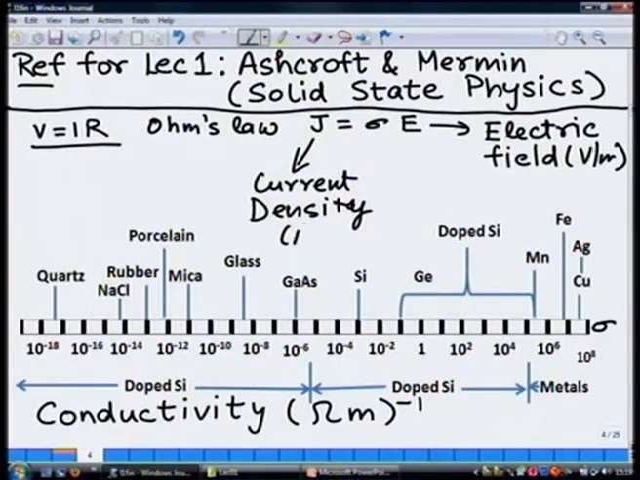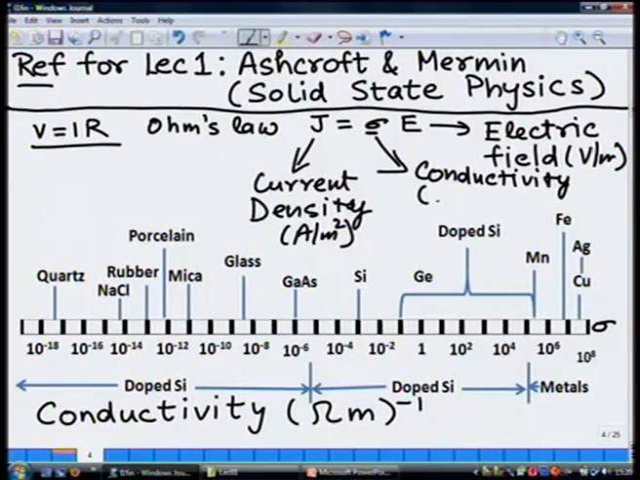In that case, this becomes a material quantity as opposed to resistance or inverse of resistance, which also depends on the dimension of the material. Then this Ohm's law is written in a form where the dimension of a material does not matter, and then this becomes conductivity, electrical conductivity, which is in units in this case of inverse of ohm meter, being the units of then resistivity.